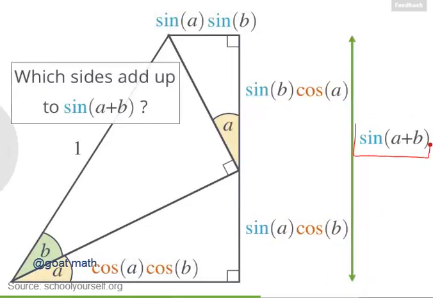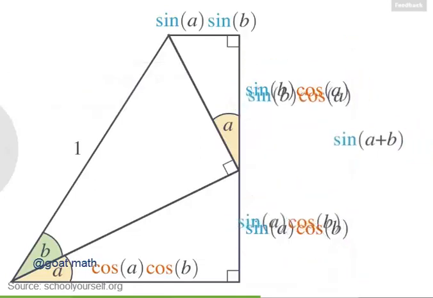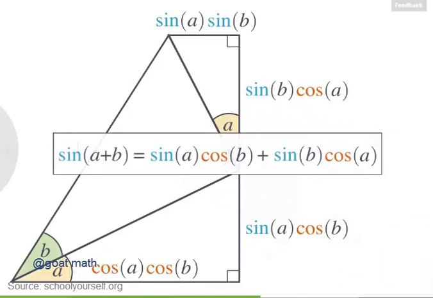Exactly, the sine of A plus B is equal to the sum of the lengths of these two sides. And there you have it. The sine of A plus B equals the sine of A times the cosine of B plus the sine of B times the cosine of A. And that's our first identity.